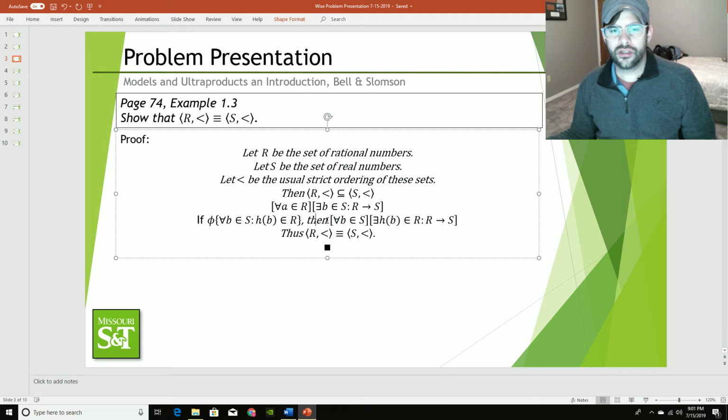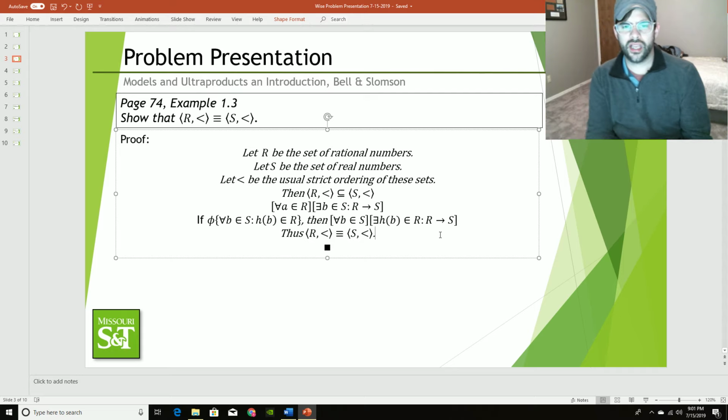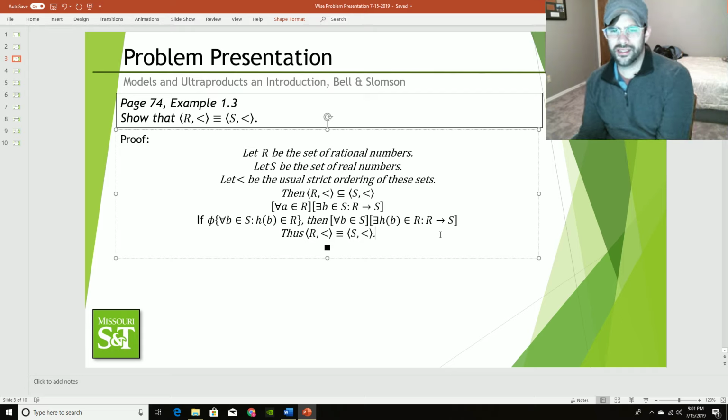So then if that's true, then for all B's in S, for all the terms in S, there exists at least one H of B within R such that the previous relation held, which is R onto S. So that basically means that if you're going forward into S, you're taking an A for all the A's in R, they map directly into S, and then there's a function phi that takes all of the B's in S and maps them back onto R, so that this relationship between the two sets is elementary equivalent.